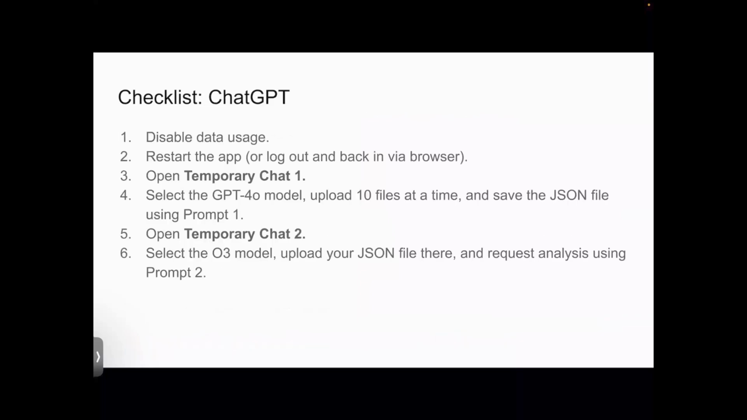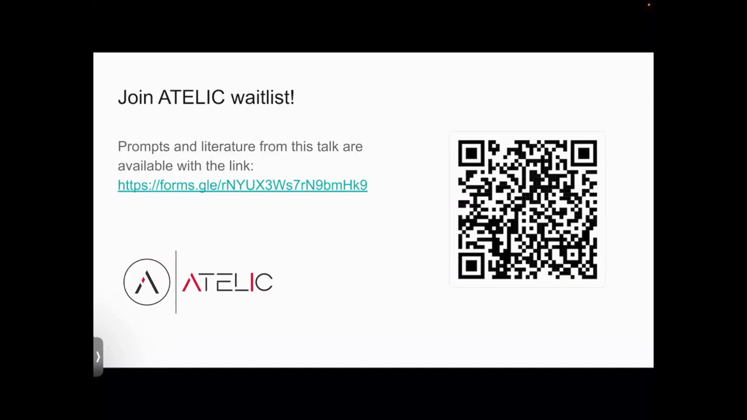Mitigation prompt from another paper, but in a nutshell, the recipe for your data could be summarized as: disable data usage if you're using ChatGPT, refresh it, open temporary chat, select any model. They are all good for scribing. Do, I would say, every document one by one, then close it, open another chat, and then select the O3 model, which is the smartest one. And here you can talk to your medical twin in the most accurate way.